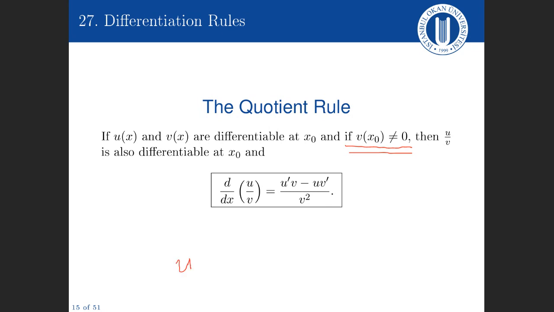Let me just remind you of the product rule. The derivative of uv was u prime v and u v prime, but the product rule had a plus in it. This differentiation rule needs a minus sign in the middle, and it needs to be divided by v squared.